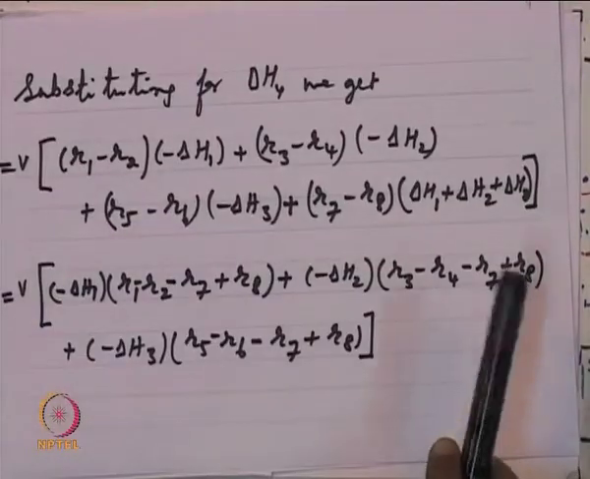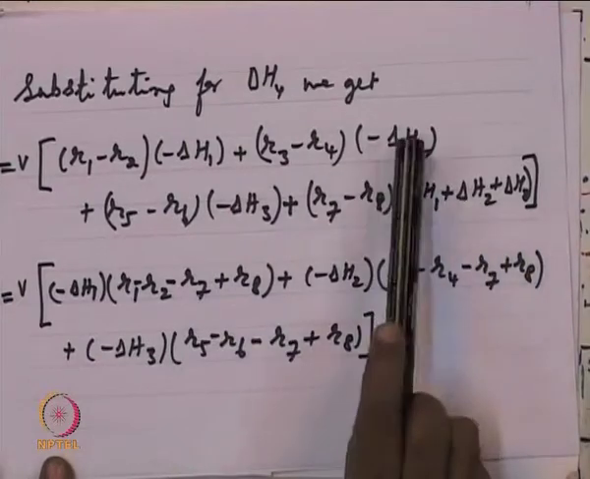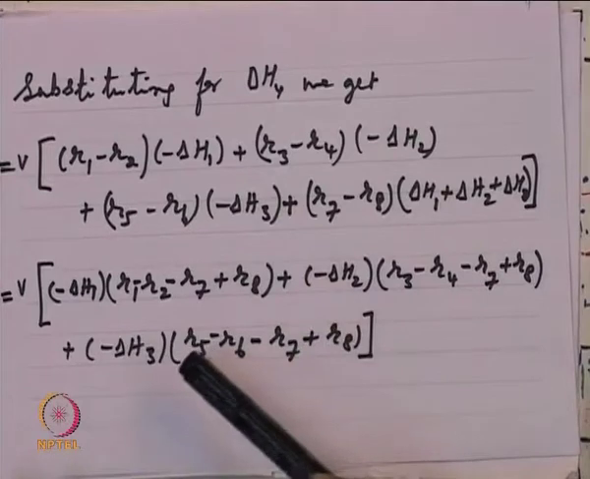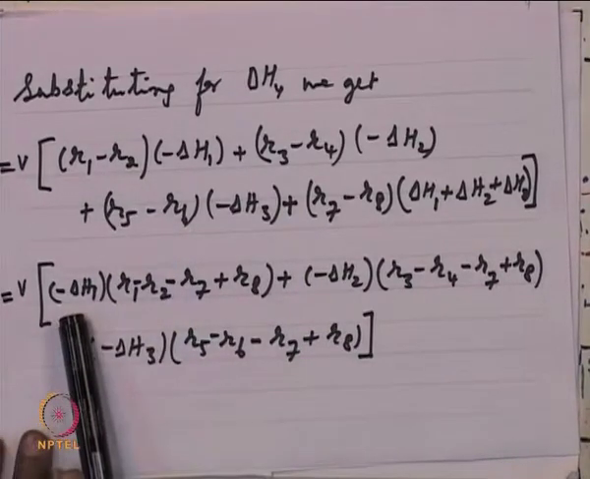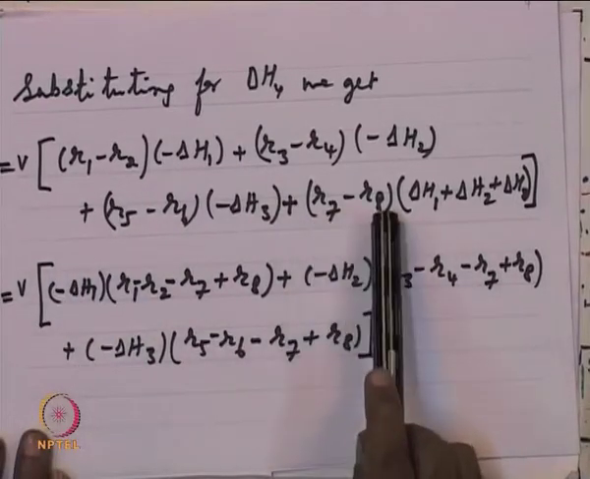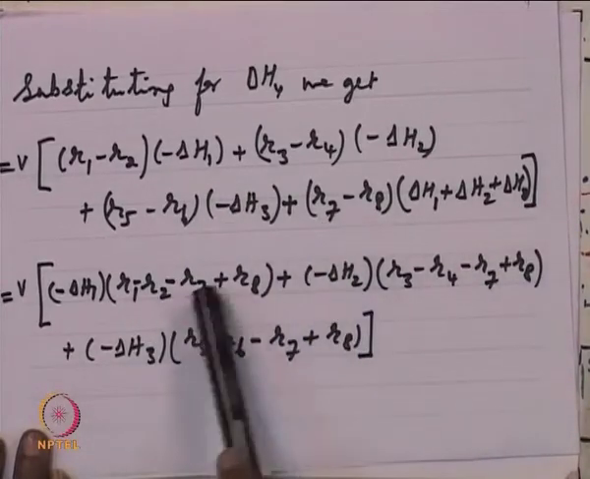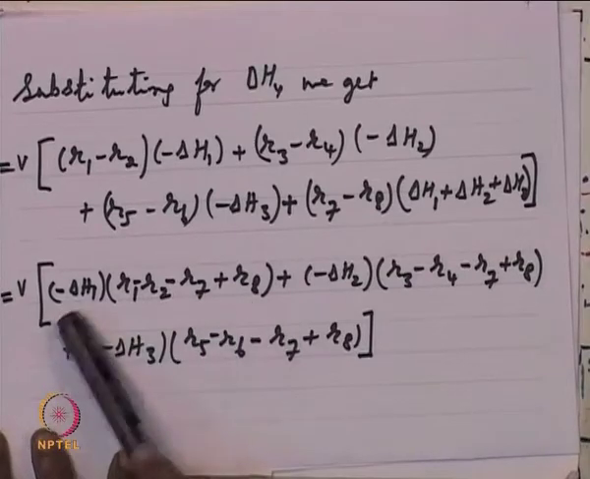Now, having done this, notice that we have delta H1 and delta H1 here, delta H2 and delta H2 here, delta H3 and delta H3. So, we can combine all that and make the whole thing look a little simpler. I have done that here: delta H1 multiplied by (R1 minus R2), and then R7 minus R8 with a negative sign, so it becomes minus R7 plus R8, multiplied by delta H1.